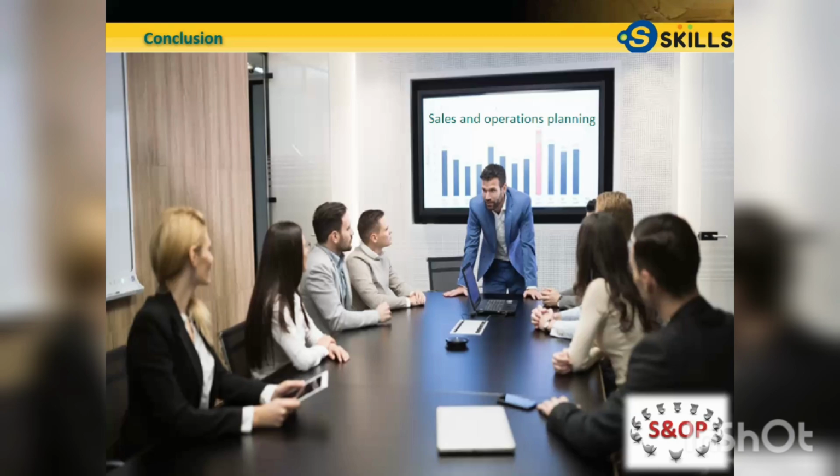Sales and operations planning is a critical process for businesses of all sizes. By coordinating sales, marketing, production, and finance activities, businesses can make more informed decisions that lead to increased profits and improved customer satisfaction levels. The ultimate goal of the S&OP process is to create a single plan that identifies company goals and the resources required to achieve them.